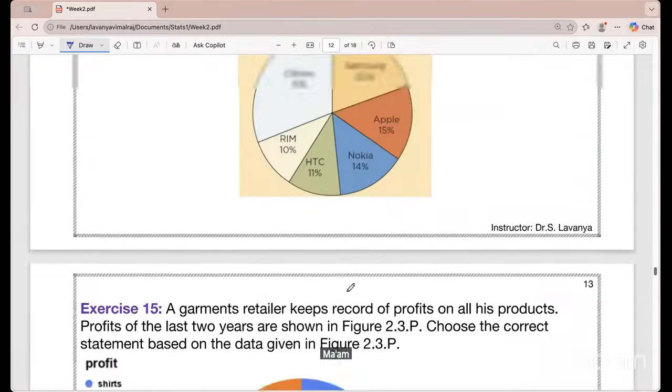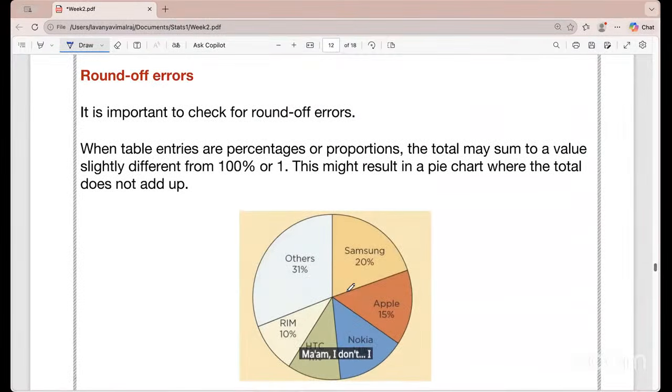Ma'am, I joined late. I joined now only. What is manipulated y-axis and round off errors? Can you please talk loudly? I joined late.